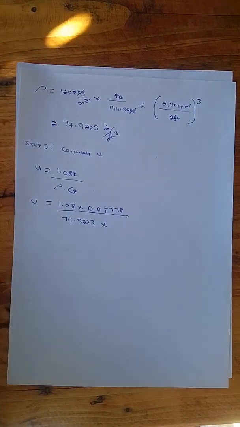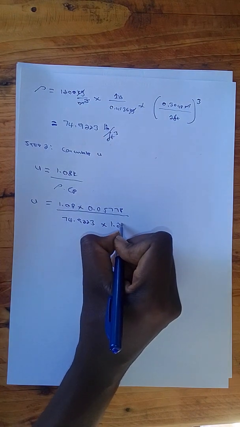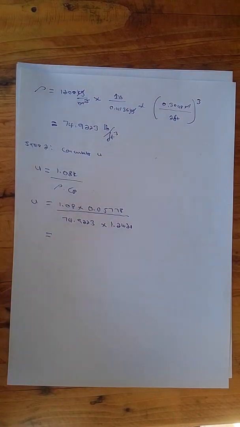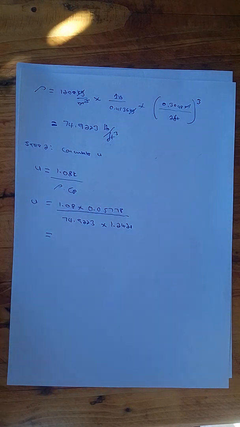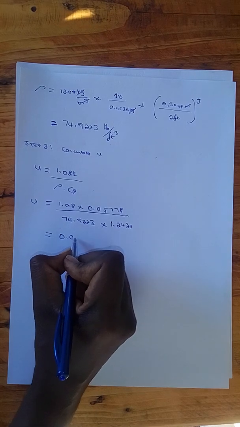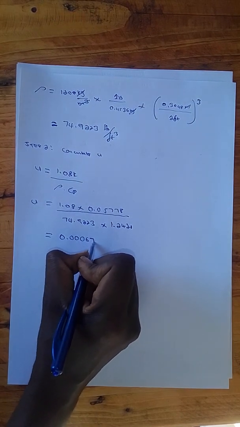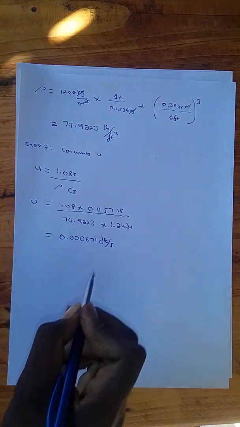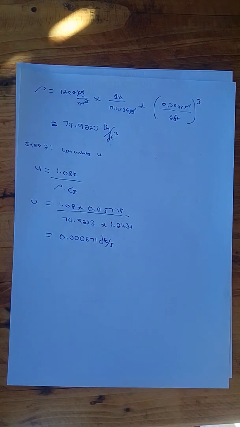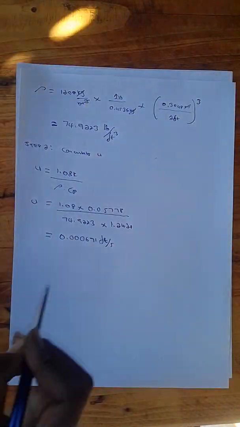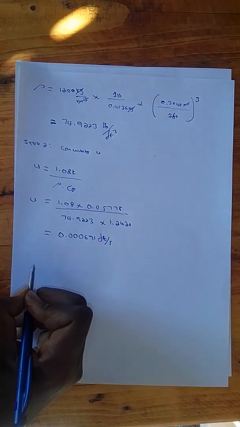Multiplied by our heat capacity, which is our CP, 1.2421. So now this gives you a specific value, and if you use your calculator, you will realize that the value that we get here is 0.0006671 feet per second. So that is actually our U, but remember originally they told us to calculate U in meters per second. So now we have U in feet per second. This takes us to our step 3.